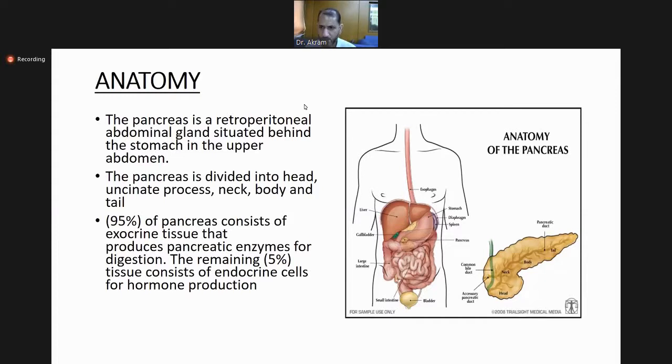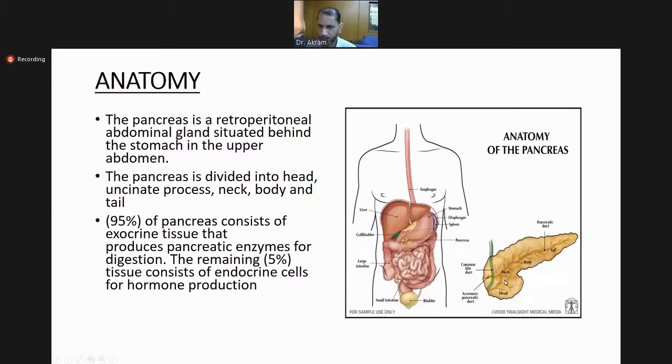Exocrine portions produce different types of enzymes such as amylase, lipase, trypsin, chymotrypsin, which help us to digest the food. And the endocrine portions produce hormones that regulate the function of the body, especially glucose.